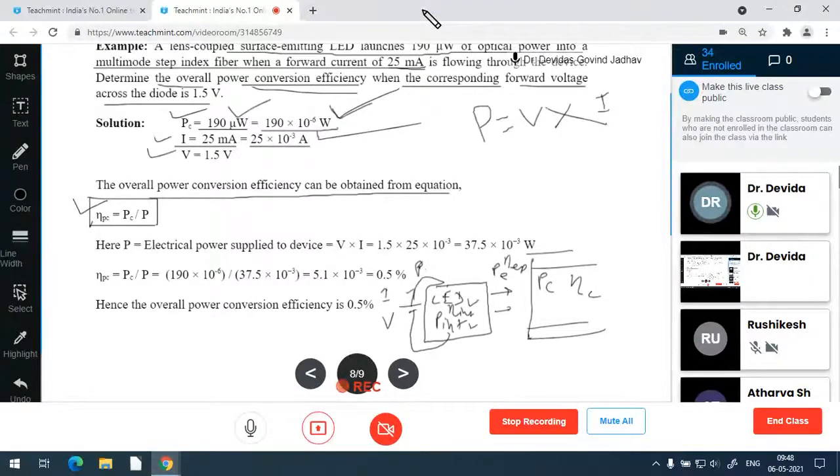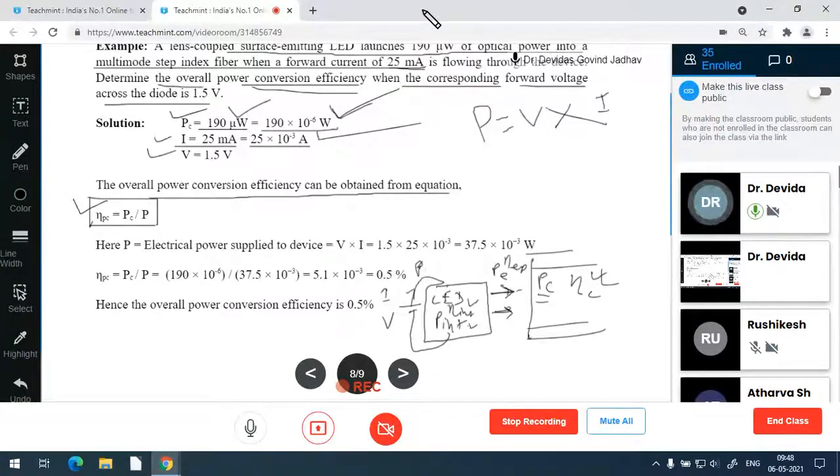From P internal, the external efficiency comes in, which is less than eta internal, and it emits into air as PE. PE is lesser than P internal, further reduced. From this radiated external emitted optical power, PC is the power coupled, launched into the fiber, which is lesser than PE. This is with respect to eta C, the coupling efficiency.